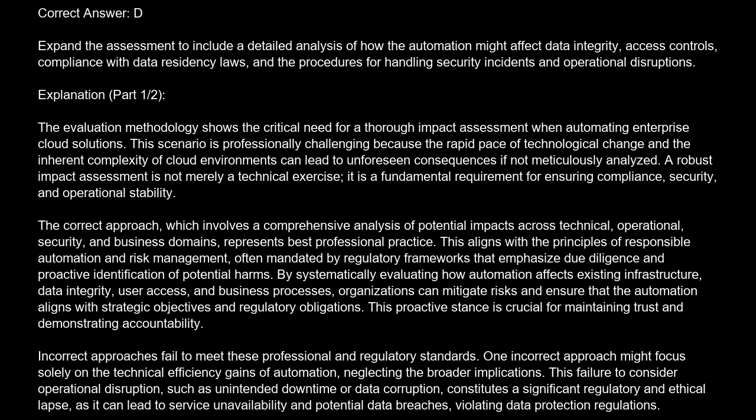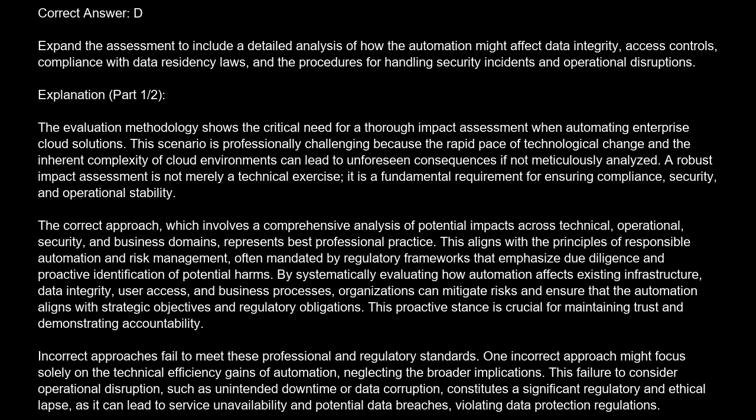Explanation. The evaluation methodology shows the critical need for a thorough impact assessment when automating enterprise cloud solutions. This scenario is professionally challenging because the rapid pace of technological change and the inherent complexity of cloud environments can lead to unforeseen consequences if not meticulously analyzed. A robust impact assessment is not merely a technical exercise. It is a fundamental requirement for ensuring compliance, security, and operational stability.